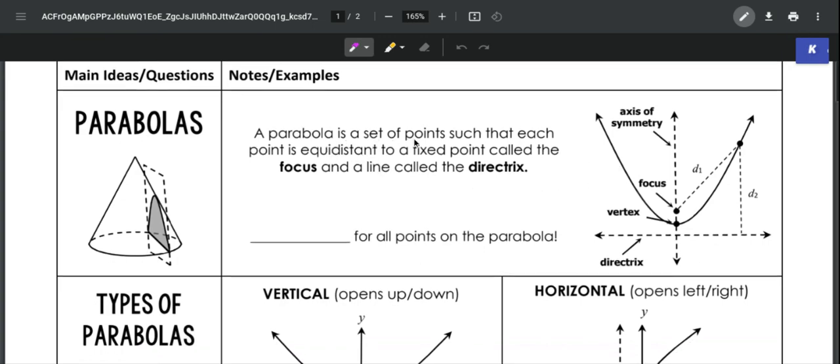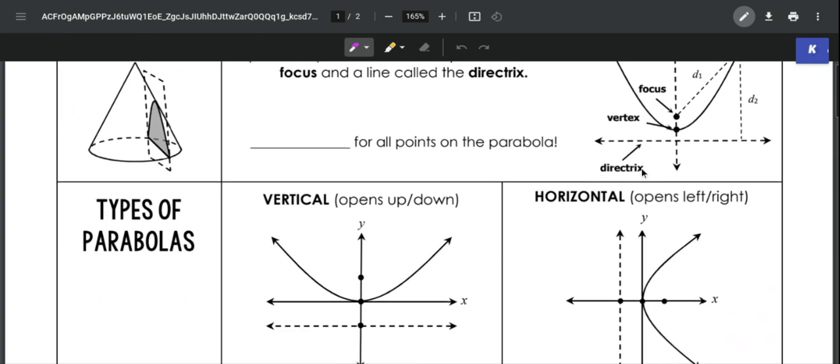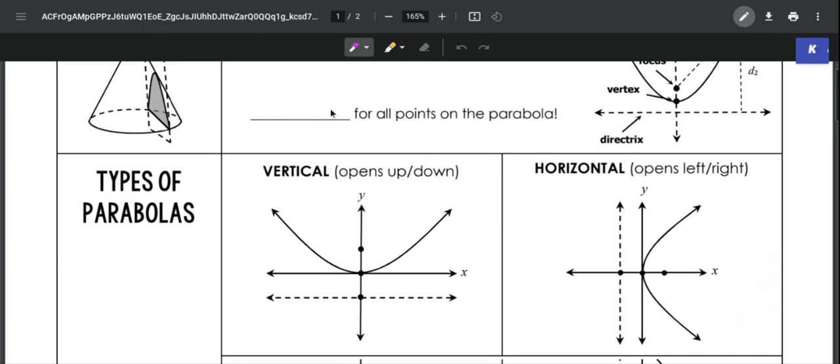So a parabola is a set of points such that each point is equidistant to a fixed point called the focus and a line called the directrix. And the only thing that changes for us here compared to what we've written before is that now we've got D1 is equal to D2.